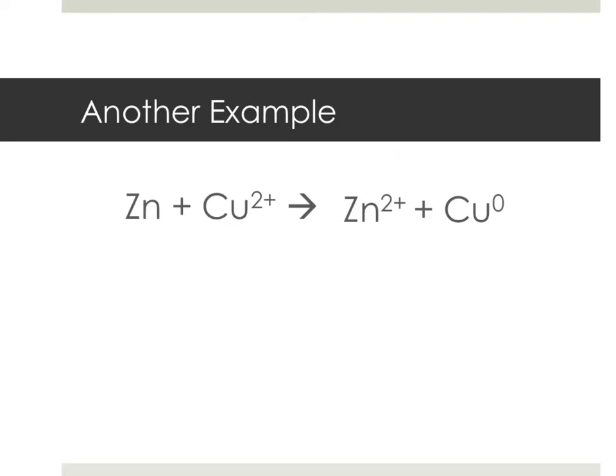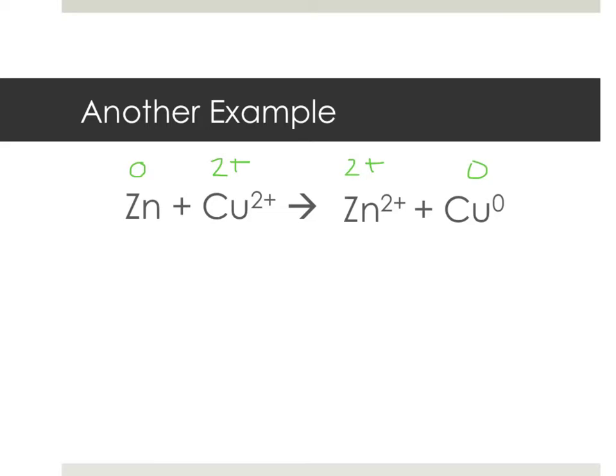Let's take a look at another example. Here we have neutral zinc and copper 2+. Zinc has a charge of 0, copper 2+ has a charge of 2+. If we look at the other side of the equation, we see that zinc has a charge of 2+ and copper has a charge of 0.